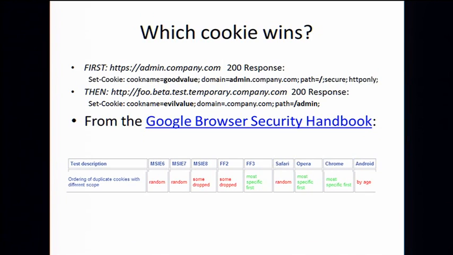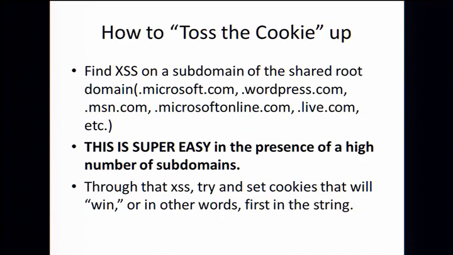Our friends at Google actually documented this pretty well in the Google Browser Security Handbook. What I like about this slide is you'll see that under Internet Explorer and some other browsers, it just says it's random. So, it's not really predictable what happens. But in most cases, the most specific cookie does win in our experience.